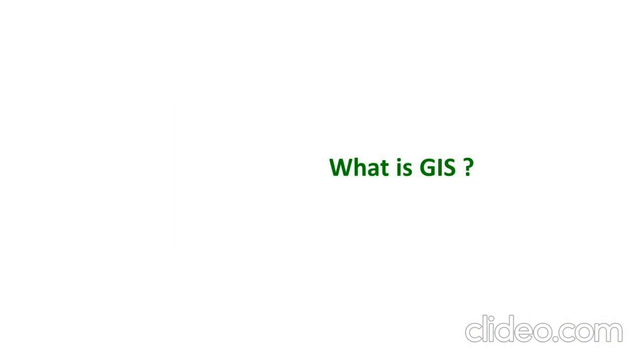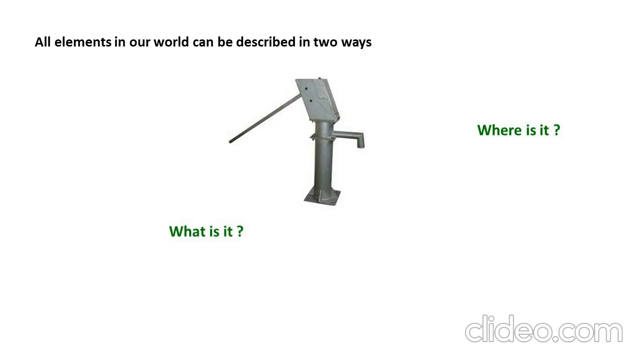Hello, in this video we will learn what is GIS. All the elements in our world can be described by answering two questions. Where is it and what is it? Let's take an example of this hand pump. If I decide to describe this hand pump, then I need to answer these two questions.